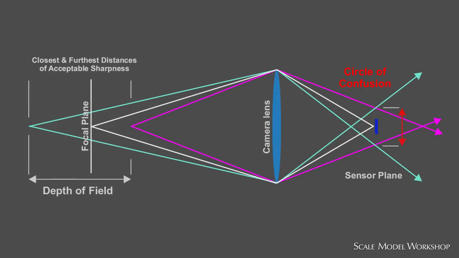This diagram illustrates how the circle of confusion occurs. The size of the circle has been greatly exaggerated to make a point. In reality, the circle would only fall on a small fraction of the sensor.